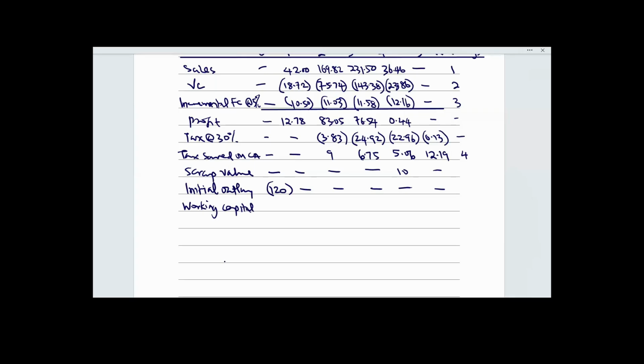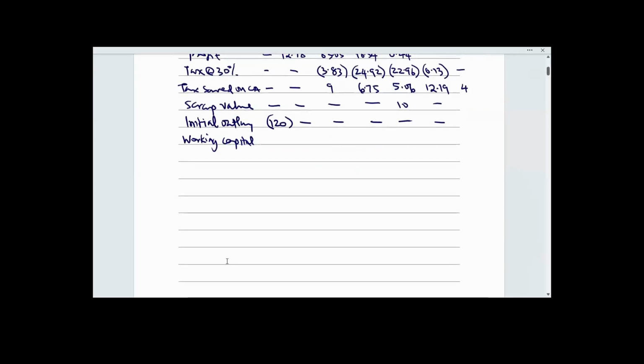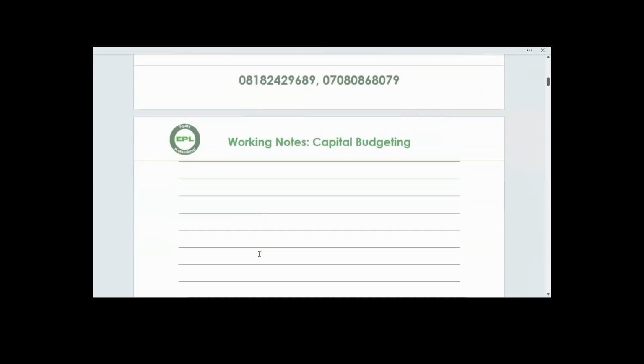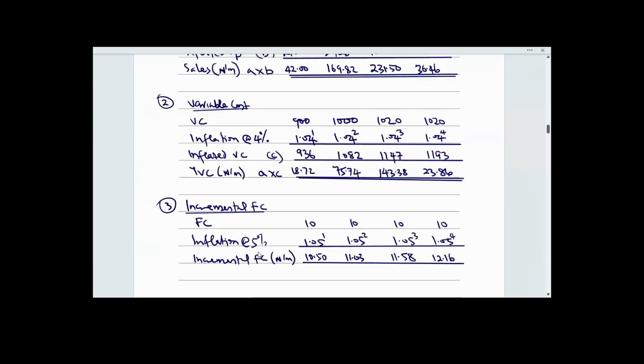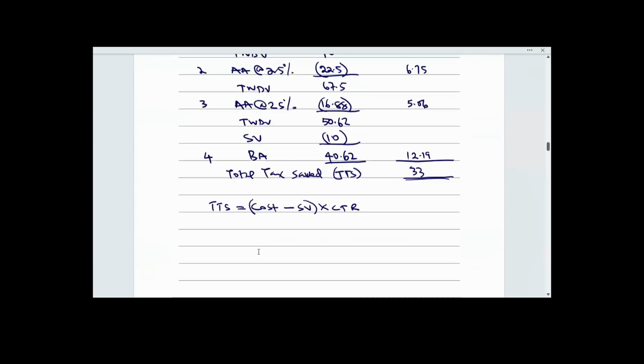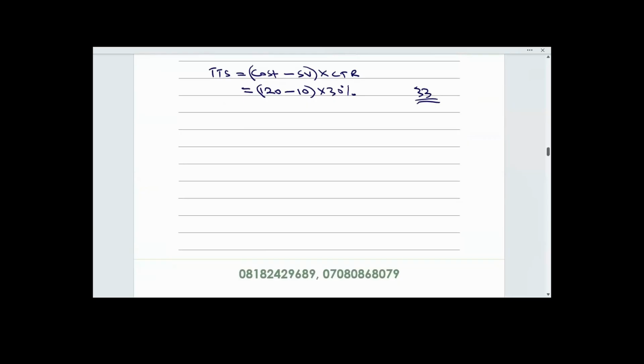Now, let's go back and calculate our working capital. According to the question, you are told that the company will require a working capital of 20 million naira. Let me go back to the question. Yes, an additional initial investment of 20 million naira will be needed for working capital.